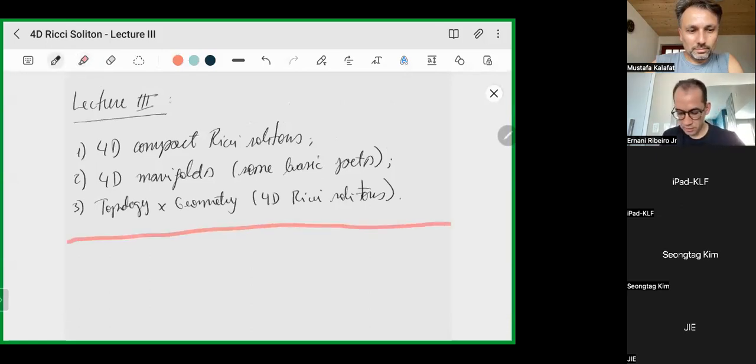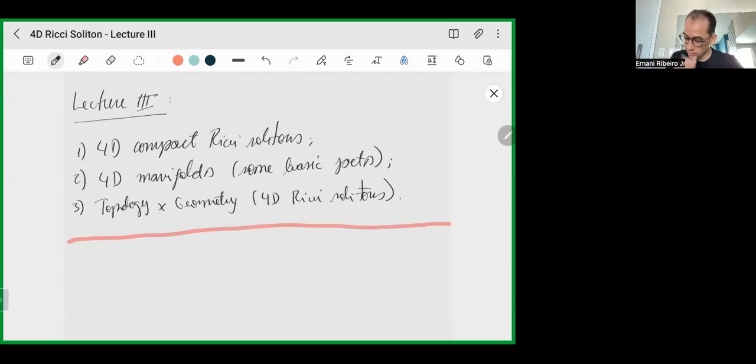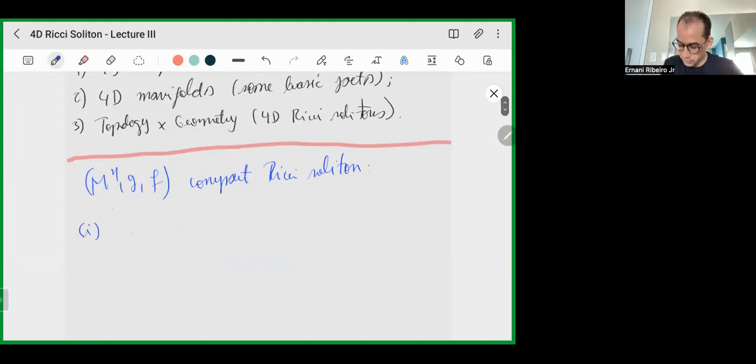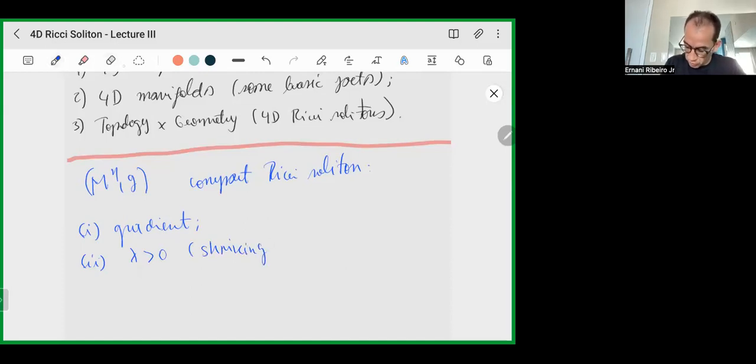So, just to recall where we stopped in the last lecture, we talked about some facts about compact Ricci solitons, and we made a list. First property is that it's necessarily of gradient type. We can use the Perelman theorem to guarantee that we can replace the vector field by a gradient vector field. We also said that lambda must be necessarily positive, which means that if it's compact, it must be of shrink type.